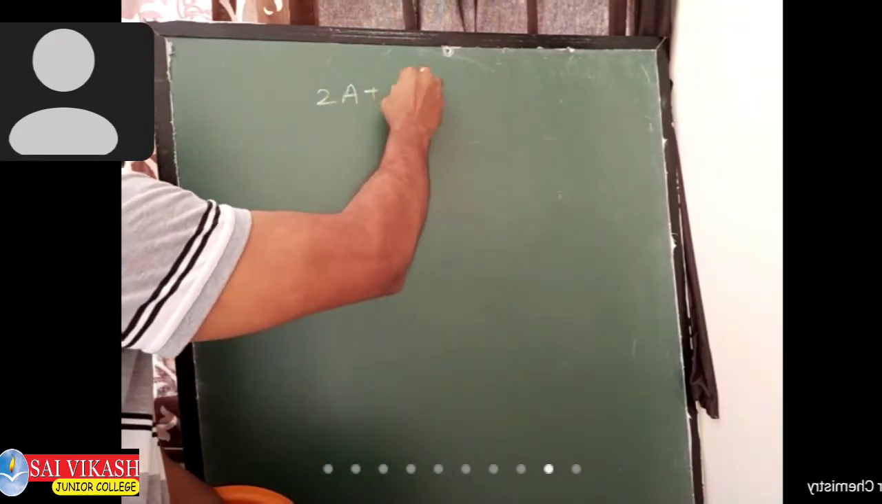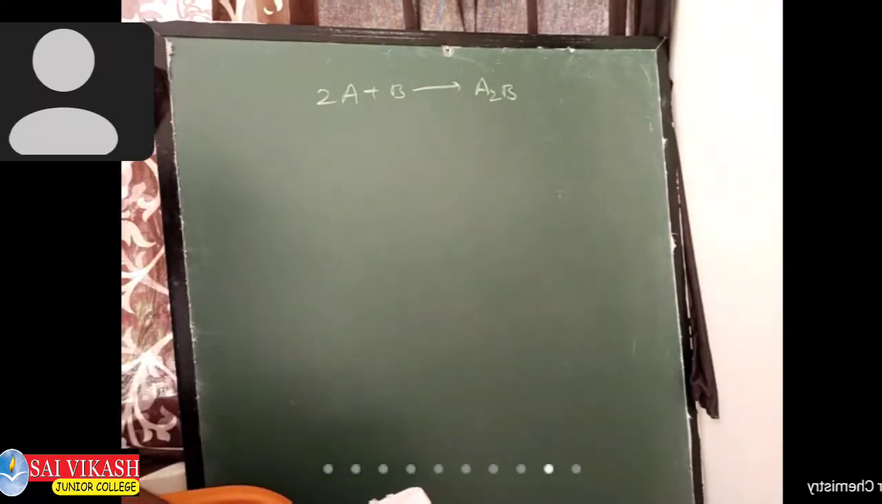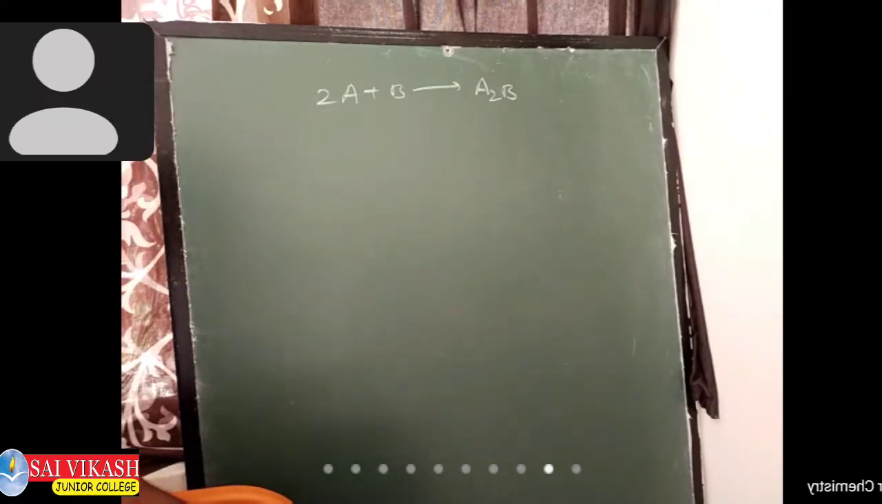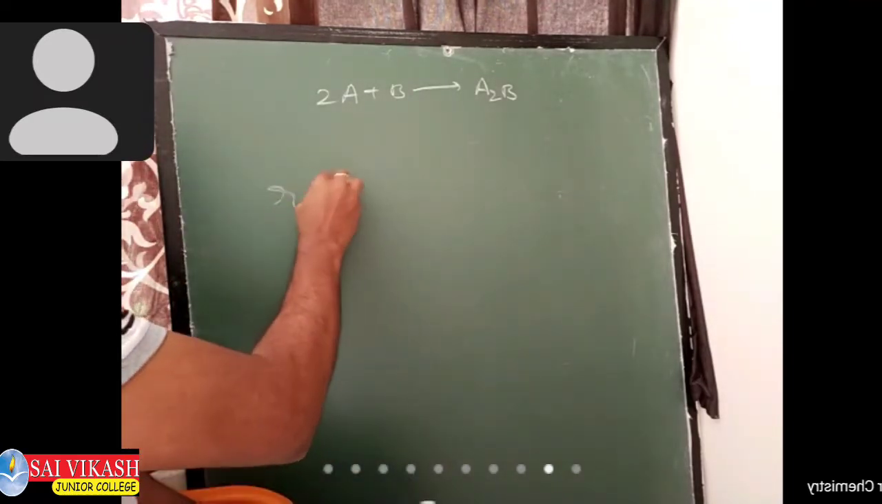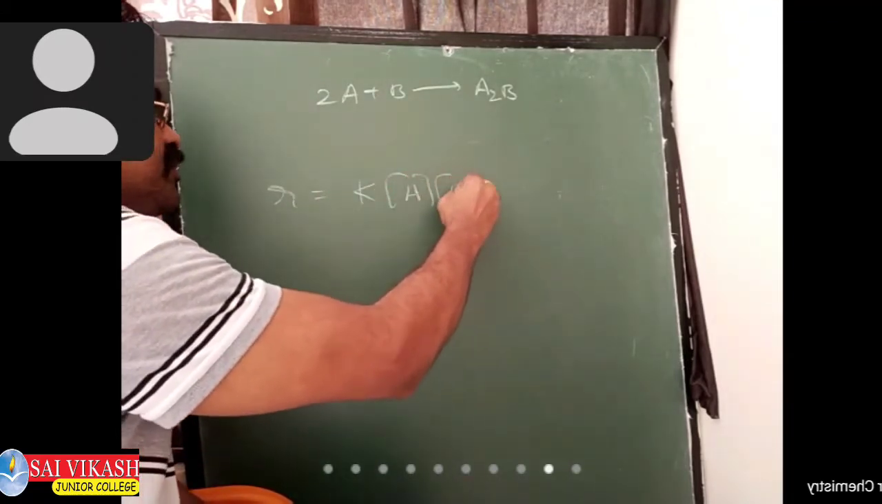4.2 is for the reaction 2A plus B gives A2B. So the rate is given. How much is the rate? Rate equals k into A into B square. So the rate equation is k into A into B square.